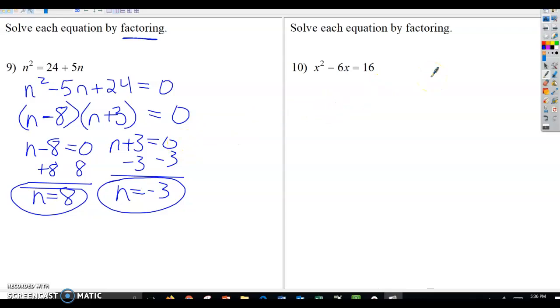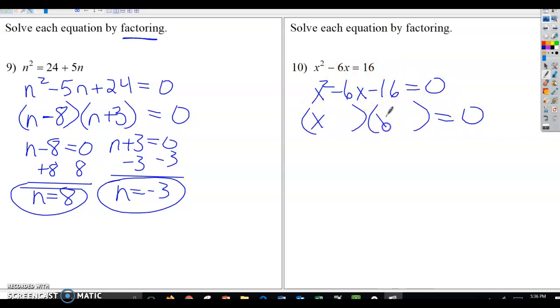Let's try number 10. All right, so now it has the quadratic and the linear term on the same side. So let's subtract the 16 and set it equal to 0 again. Again, once we have it in standard form, we can factor. So we're going to have x times x equals x squared. What multiplies to give me negative 16 and adds to give me negative 6? I know 1 and 16, and 2 and 8. 2 and 8 are 6 apart. So I'm going to use 2 and 8. The bigger number needs to be negative, which means this one is positive.